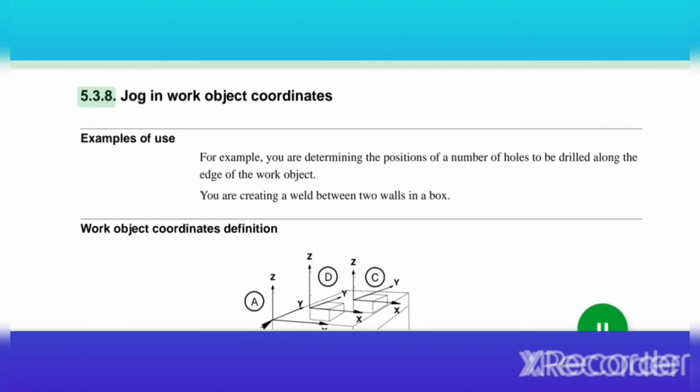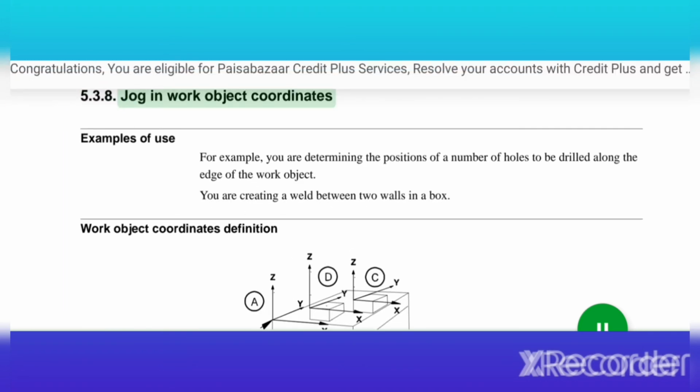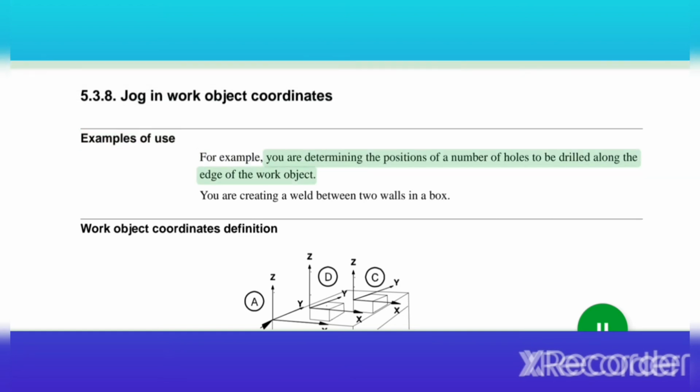5.3.8. Jog in work object coordinates. Examples of use. For example, you are determining the positions of a number of holes to be drilled along the edge of the work object. You are creating a weld between 2 walls in a box. Work object coordinates definition.